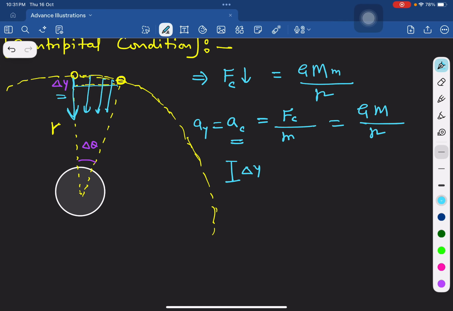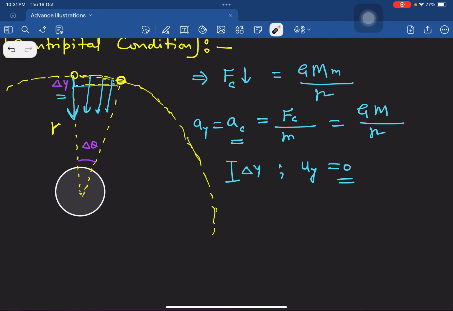So guys, if you see, u_y is equal to 0. We know that when the particle is moving, it is moving tangentially, so it is not having any vertical downward velocity towards the center. So guys, it means u_y we can take as 0. So I have taken u_y as 0, okay.